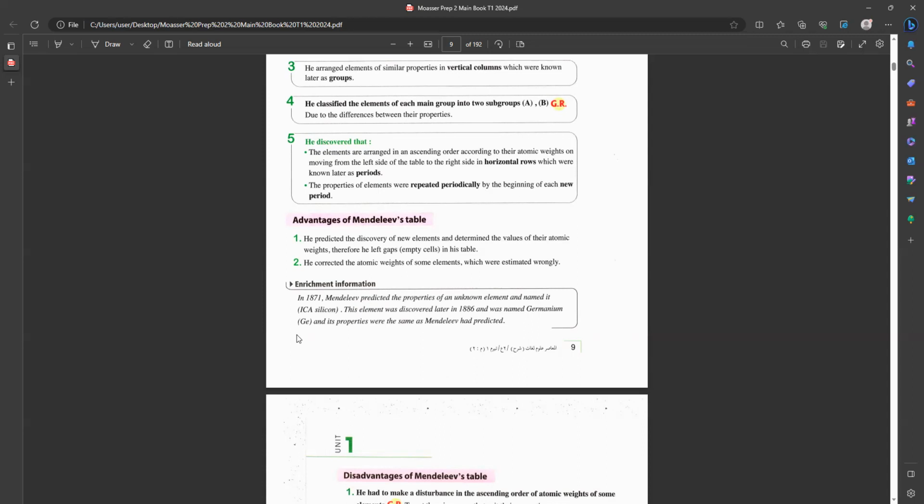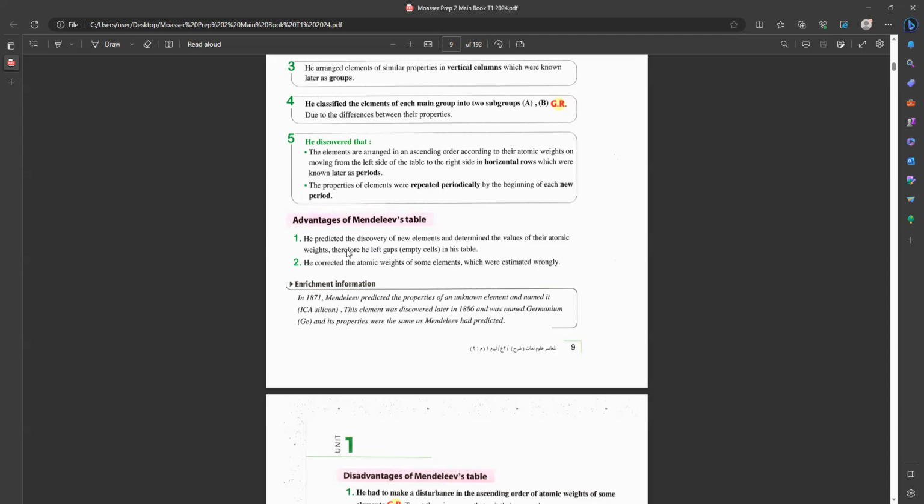So he left gaps for the elements that were not found in his time. He predicted that these elements exist but had not yet been discovered, and later they were discovered, so he gave them a space or empty cell and put the elements in correct order. So the first advantage: he predicted the discovery of new elements, because he found that some of the elements in the ordered sequence had not been discovered in his time, so he left a gap, an empty cell or empty card for them, and put the elements in correct order.